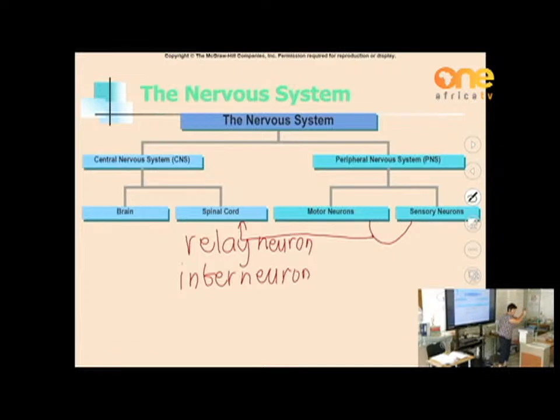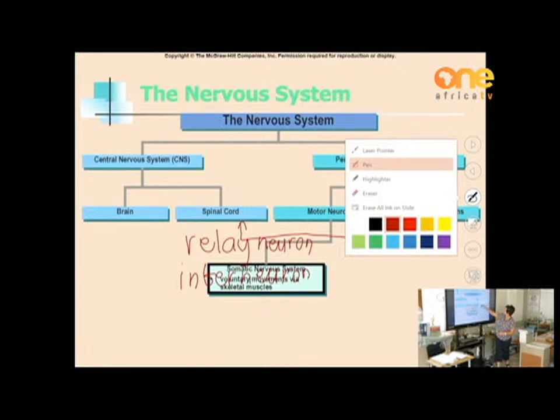Get the stimulus. Sensory neuron takes it to the central nervous system. Central nervous system coordinates and connects to the motor neuron so that I have action. Okay. And to connect them, we have the relay neuron. Okay. So I'm just going to remove that.